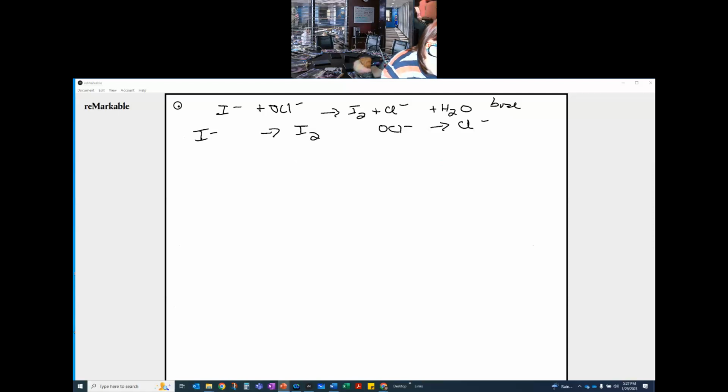Now, I have one chlorine on my reactant side, one chlorine on my product side, so that one's good. But I have 2 iodines here and 1 there, so I'm going to multiply that by 2. Okay, let's balance oxygen. Oh, H2O. No oxygen in this reaction here, but I do have oxygen here. So I have an OCl minus going to Cl minus plus an H2O. Oh, look, that's where it's supposed to be. Awesome.